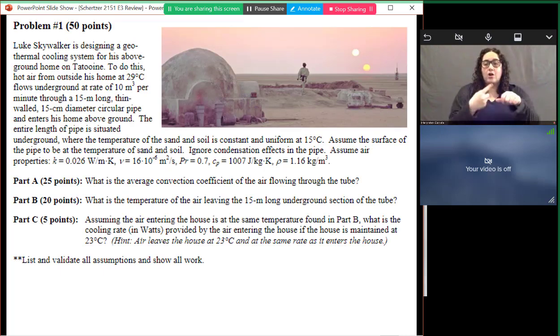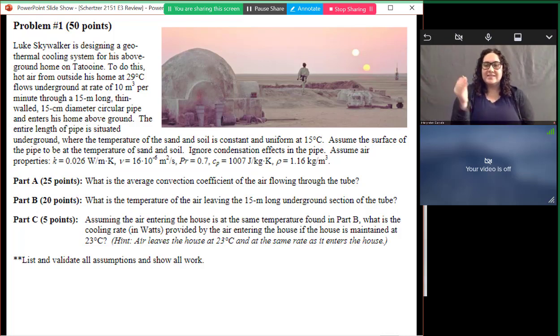Again, a Star Wars problem here. So Luke Skywalker is designing a geothermal cooling system for his above-ground home on Tatooine. To do this, hot air from outside his home at 29 degrees Celsius flows underground at a rate of 10 meters cubed per minute through a 15-meter long, thin-walled, 15-centimeter diameter circular pipe and enters his home above ground. The entire length of the pipe is situated underground, where the temperature of the sand and the soil is constant and uniform at 15 degrees Celsius.